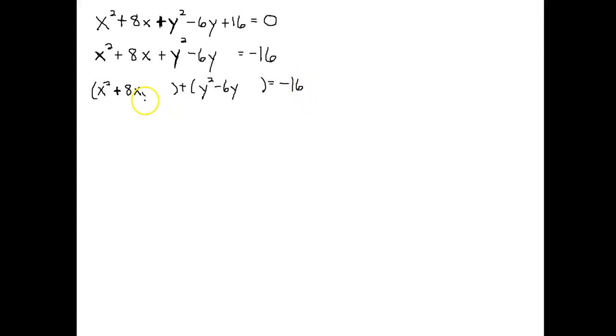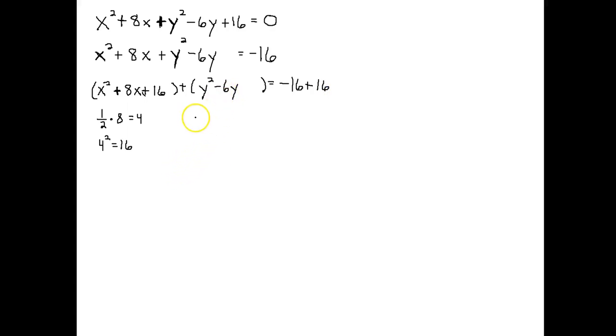Well, to know what to add or subtract, I take half of 8, which is 4, and then I square that. And that tells me what to add. But if I add 16 on the left side of the equation, I need to add 16 on the right side of the equation too.